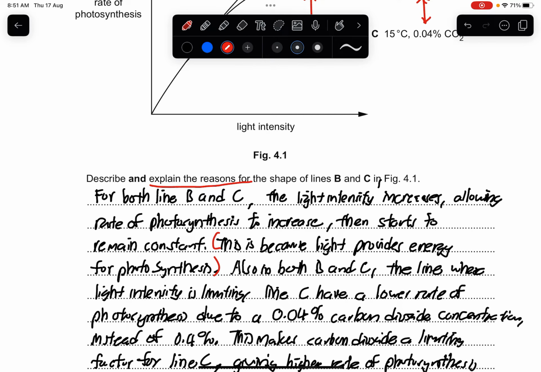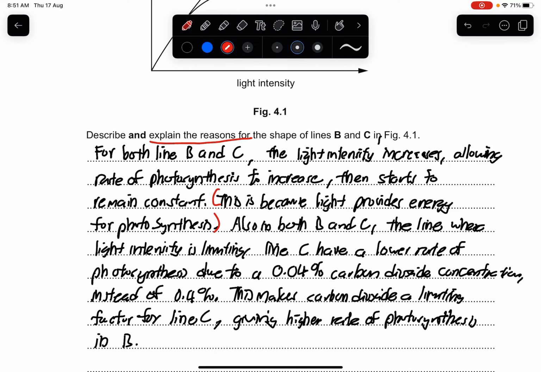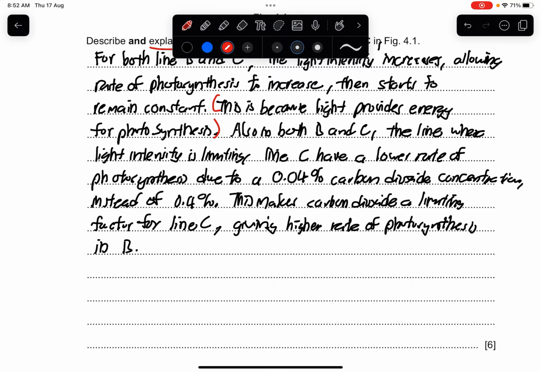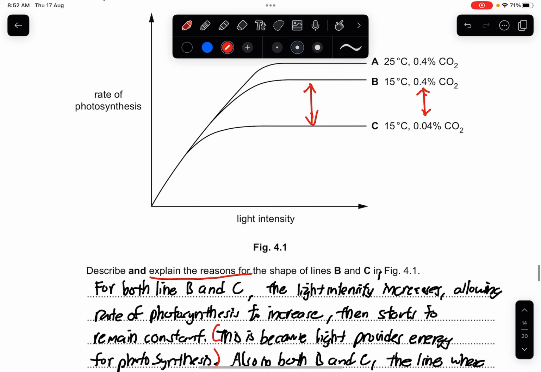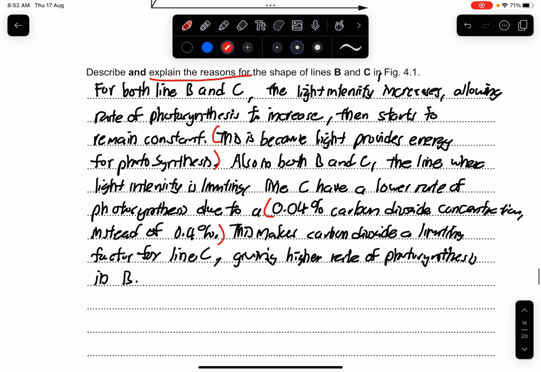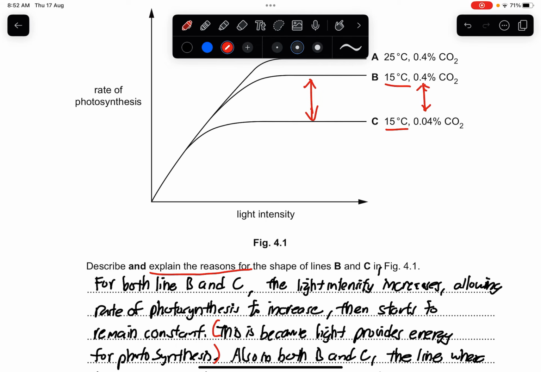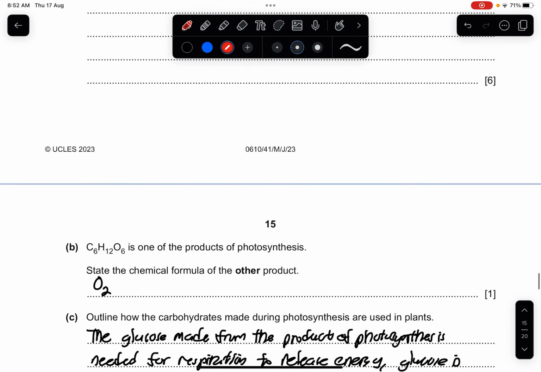Also, in both B and C, where light intensity is limiting, line C has a lower rate of photosynthesis due to a 0.04% carbon dioxide concentration instead of 0.4%. You can see that I'm using a comparison of the difference in carbon dioxide concentration, and this makes carbon dioxide a limiting factor for line C, while line B has a higher rate of photosynthesis and a higher line. This is how you technically explain. Always start off by seeing what is similar. You can also say the temperature is the same and doesn't really change. It's just the carbon dioxide concentration limiting this process, because carbon dioxide is needed as a reactant for photosynthesis. Okay, let's move on.